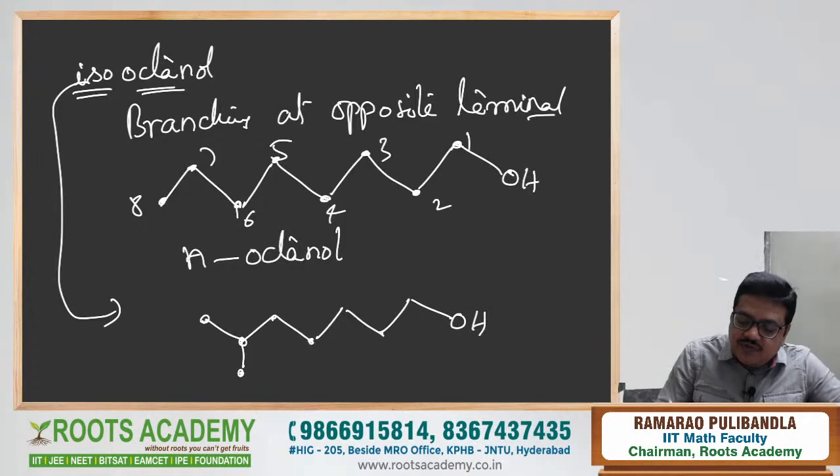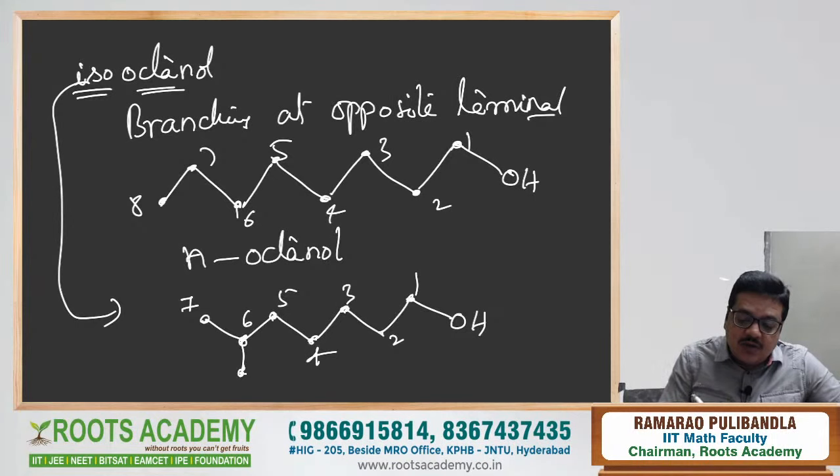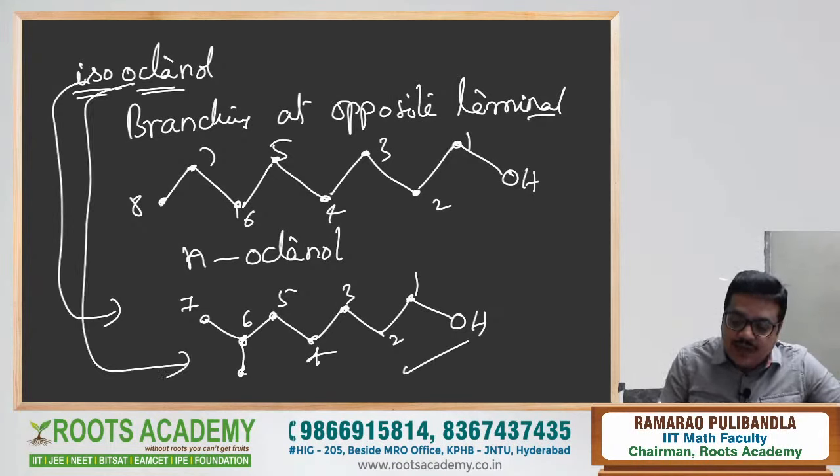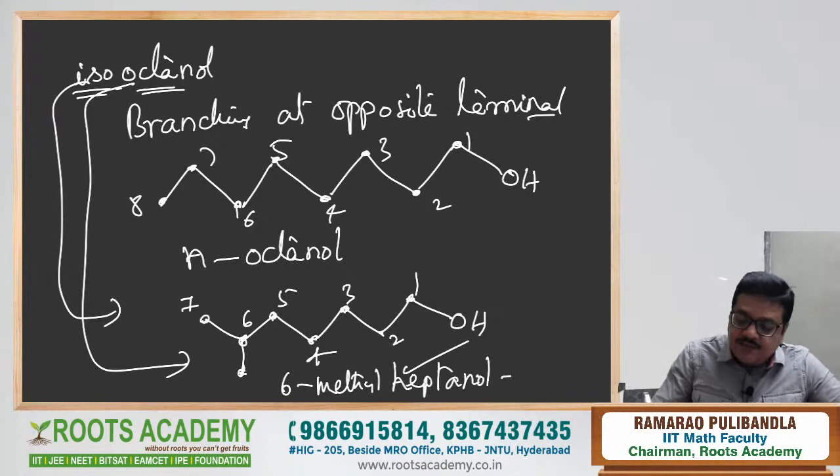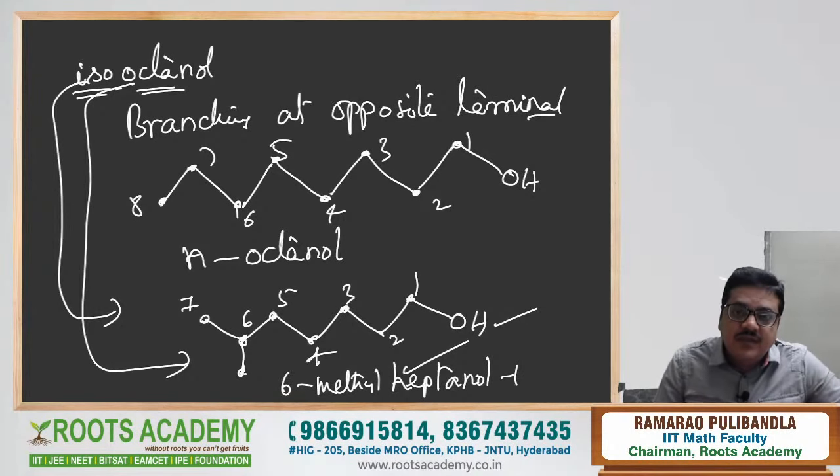This is 1, 2, 3, 4, 5, 6, 7. This is branching. This is called isooctanol. Numbering is given from here. This is called sixth position. Methyl is there. You can write it as 6-methyl heptanol. Heptanol 1, first place OH. This is called isooctanol.